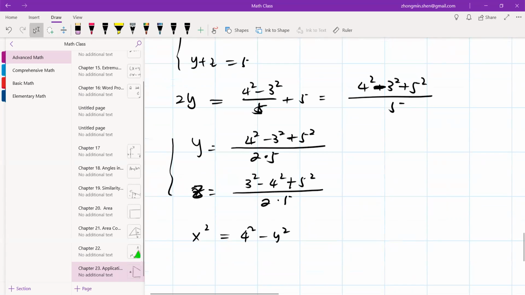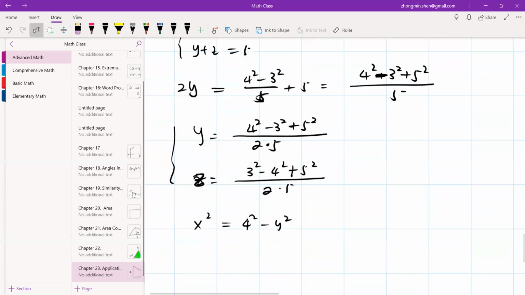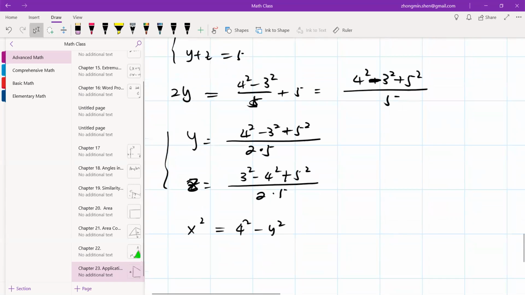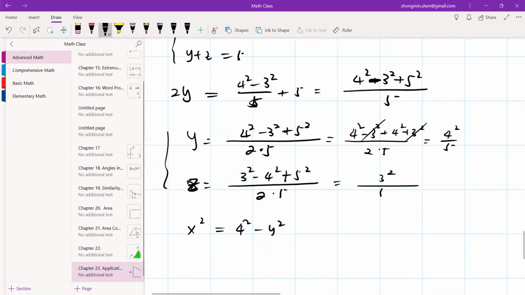But the computation is complicated, right? Because using the area formula is best. You can quickly solve the problem. So let's simplify this a little bit. 5 squared is going to be 4 squared plus 3 squared. And then 3 squared cancels out. Actually you get 4 squared over 5. And similarly, this will be 3 squared over 5.